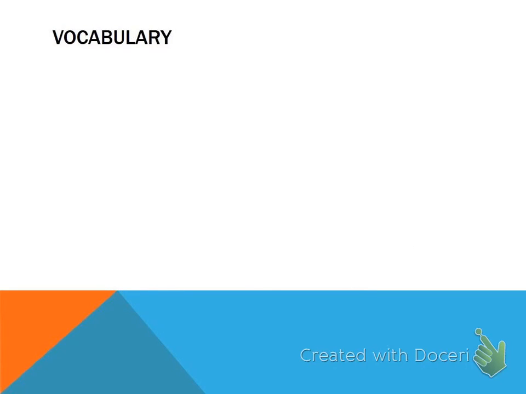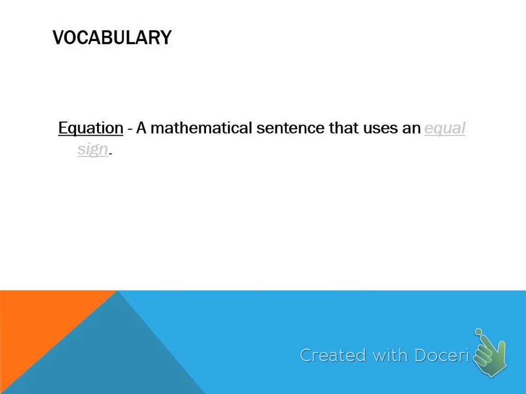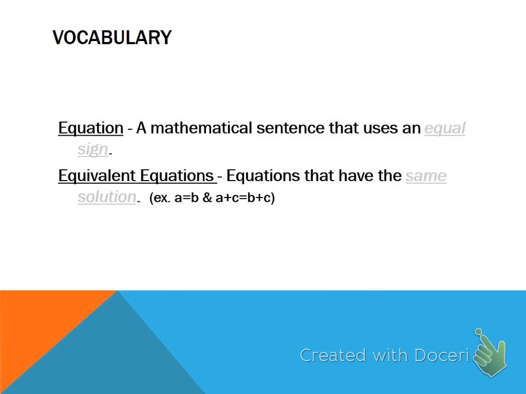So, some vocabulary. First of all, an equation. An equation is a mathematical sentence that uses an equal sign. Different than an expression. An expression is a mathematical phrase. It's not quite a whole problem, where an equation is a whole problem. It's a full sentence, however you want to look at it. And we treat them differently, expressions and equations, and so we need to understand the difference there.